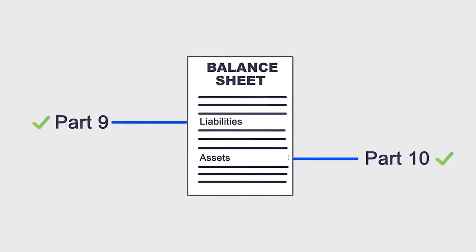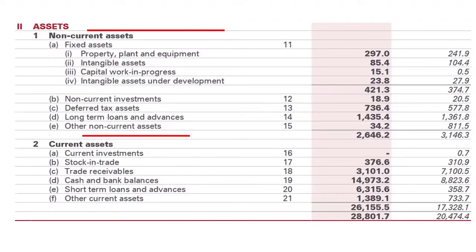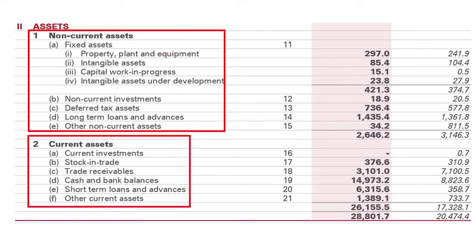In the last part, we talked about the liabilities side of the balance sheet. From today, we will understand the asset side of the balance sheet. There are two types of assets, current assets and non-current assets.